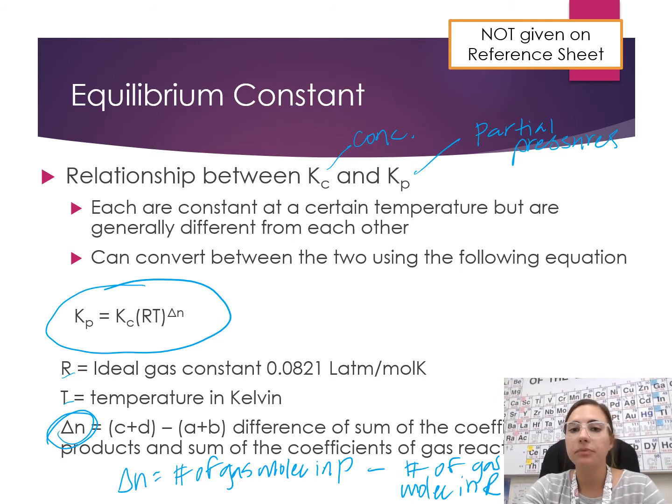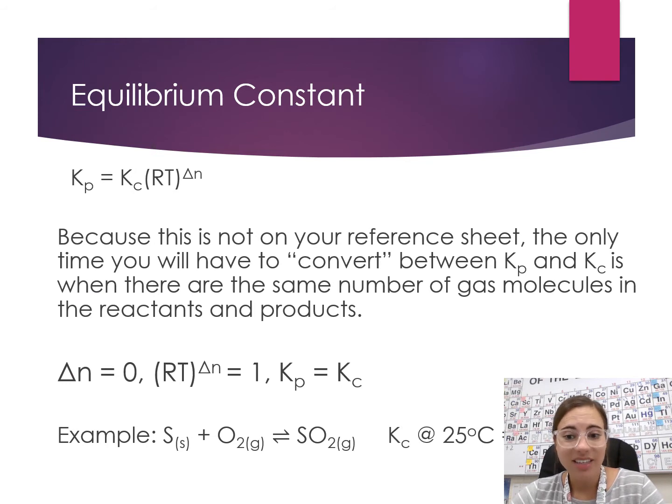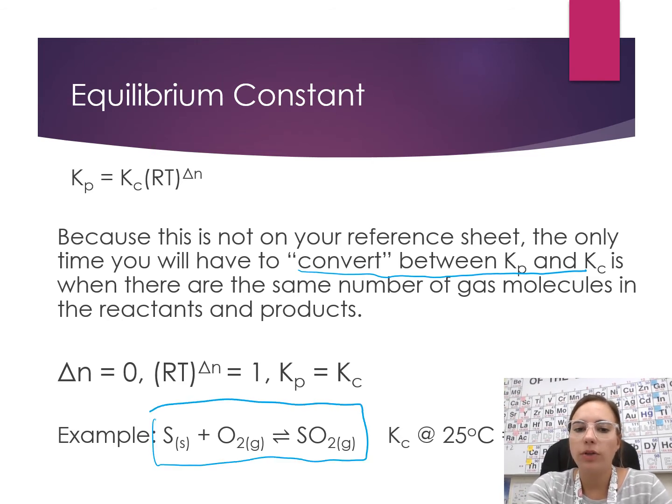Now, if you'll notice up here, I told you this is not given on your reference sheet. So what does that mean? It means that you will never actually have to plug numbers into this equation. The only time that you will be asked to, quote unquote, convert between Kp and Kc is if you have a reaction like this, where the number of gas particles in the products equals the number of gas particles in the reactants. Why? What does that mean?